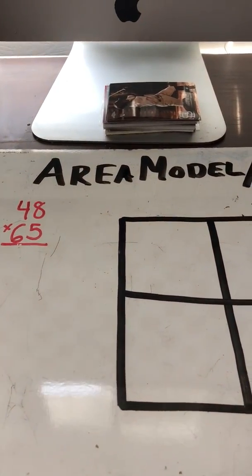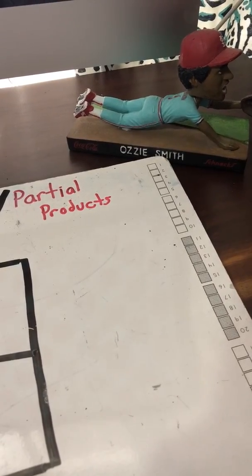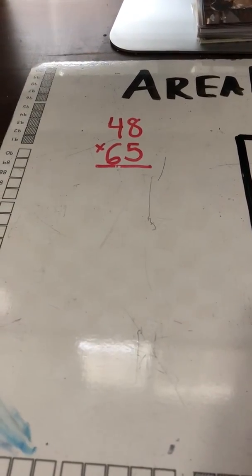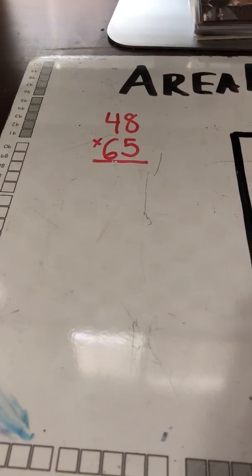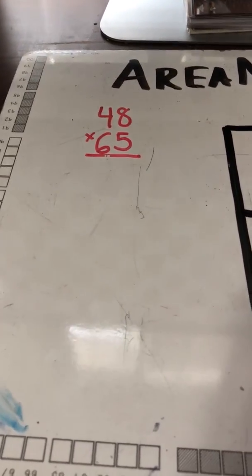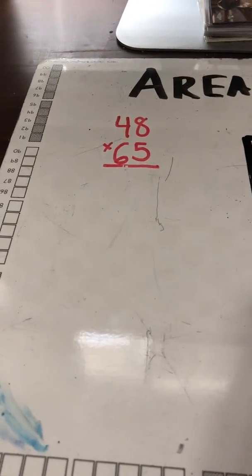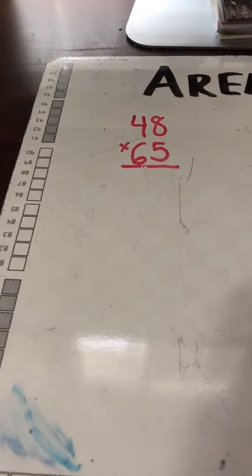All right, a quick video tonight for area model or partial products. This is a multiplication strategy that you can use for 2-digit by 2-digit, 2-digit by 1-digit, 3-digit by 1-digit, basically anything that's larger than a 1-digit by 1-digit multiplication problem. So we are going to quickly work out 48 times 65.